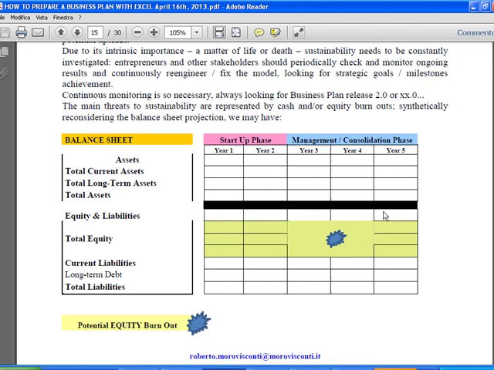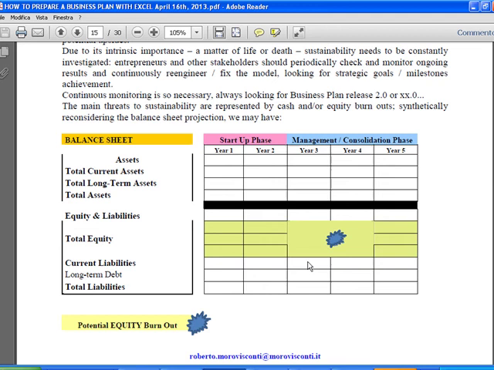We can have the balance sheet, as you're going to see, assets, liabilities, net equity. We can have a cash burnout, let's say after 3 or 4 years, a potential one, and we are going to consider this possibility and try to find feasible and right solutions for it.